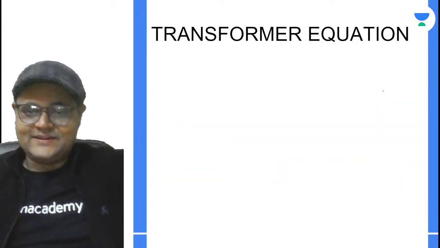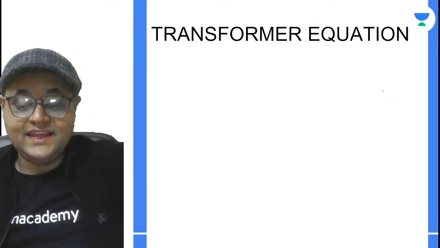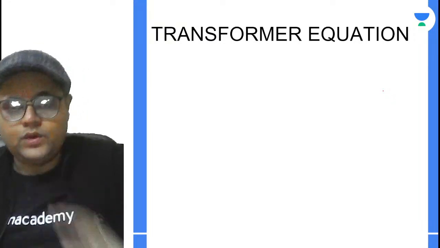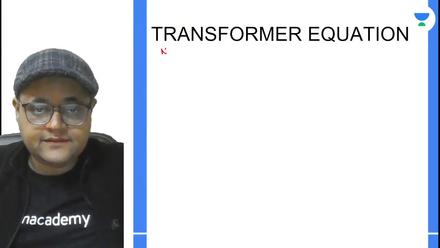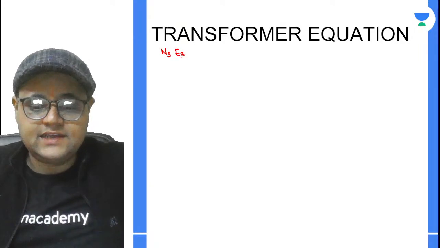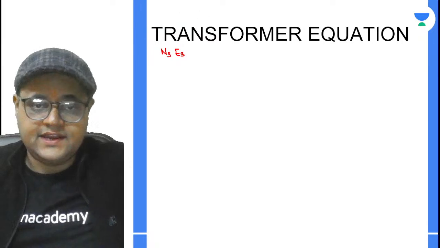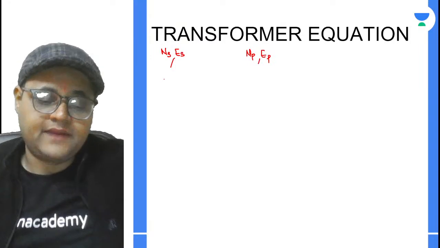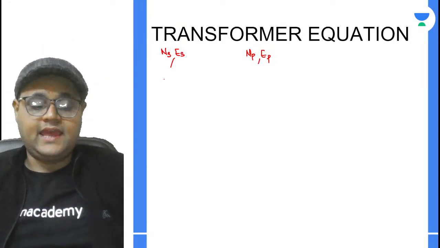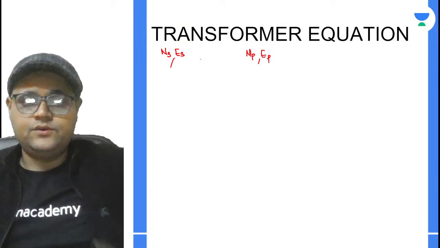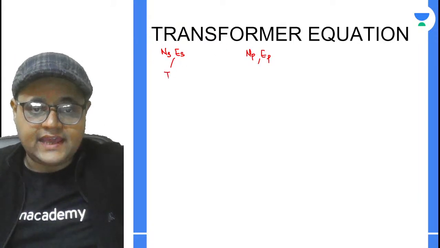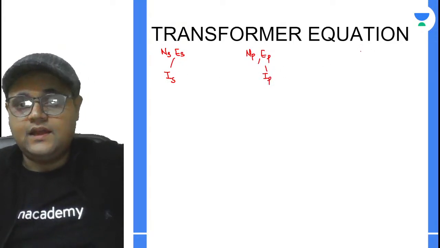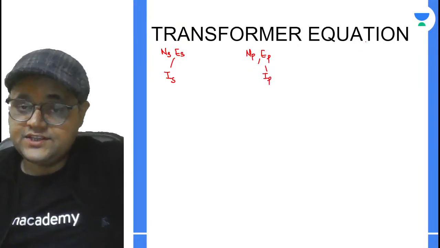Okay, now let's talk about the mathematical equations that are involved in the working of a transformer. I've told you that NS and ES are the number of turns and the EMF at the secondary side, and NP and EP are the number of turns and the EMF at the primary side. Now the transformer has one very basic idea. IS and IP are the currents at the secondary and the primary side.